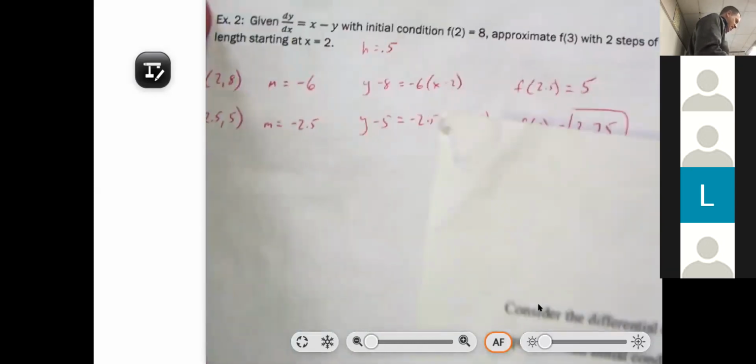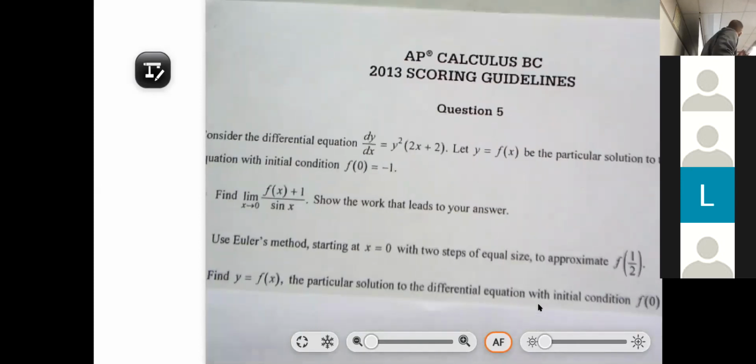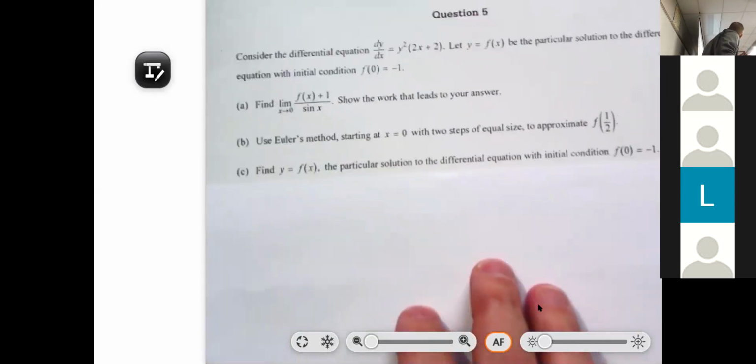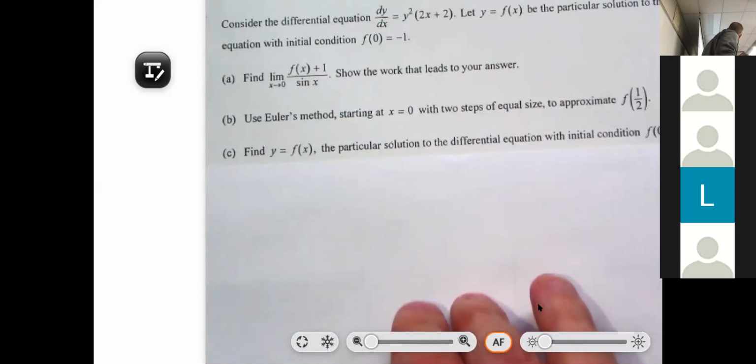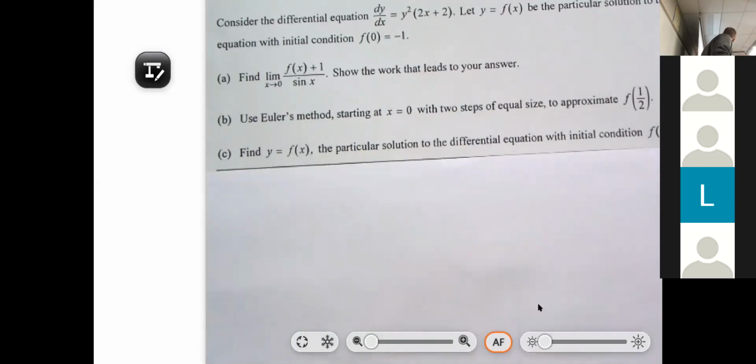From 2013, FRQ 5, no calculator. How much time do you guys want? I'll give you 10 minutes. That should be enough. 10 should be good on this one. This one's not as lengthy as the polar one.